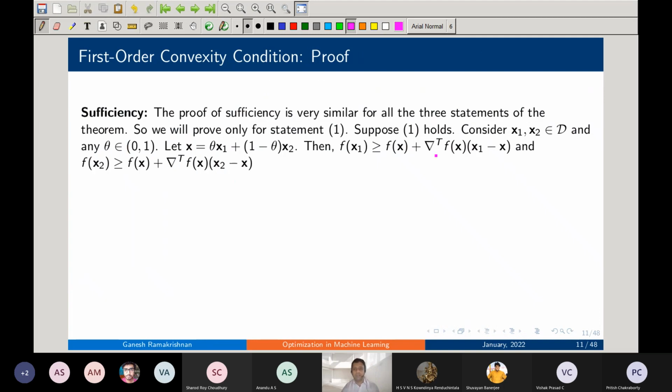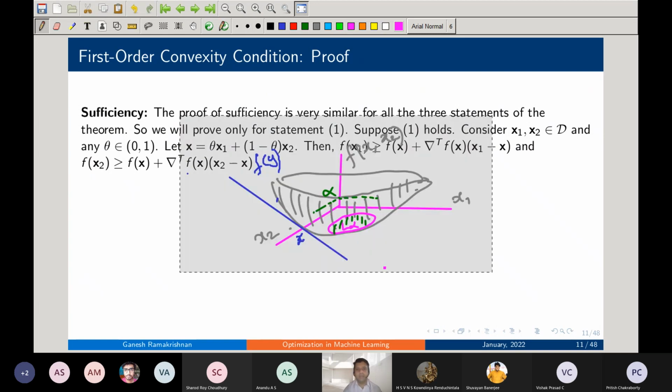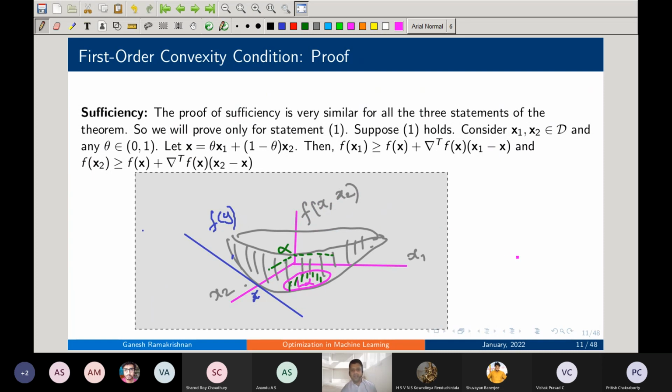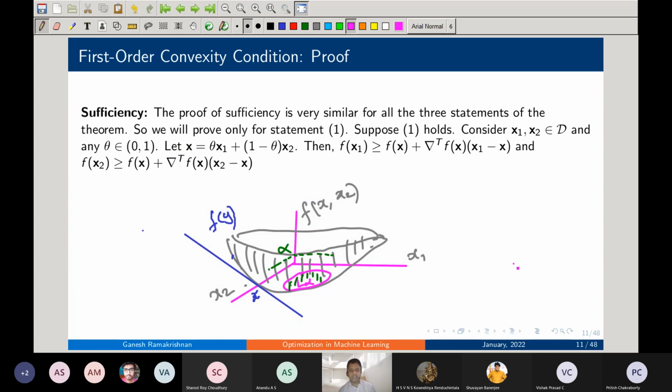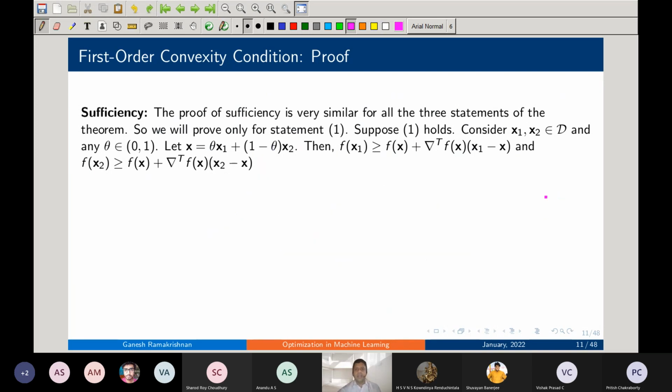So suppose one holds, and you have x1, x2 and any theta between 0 and 1. So we have these two inequalities. How do you use them to prove anything? Okay, I'll bring back this image that might help you. I'm sorry, x1 and x2 are two different points, not coordinates here. I shouldn't confuse you.